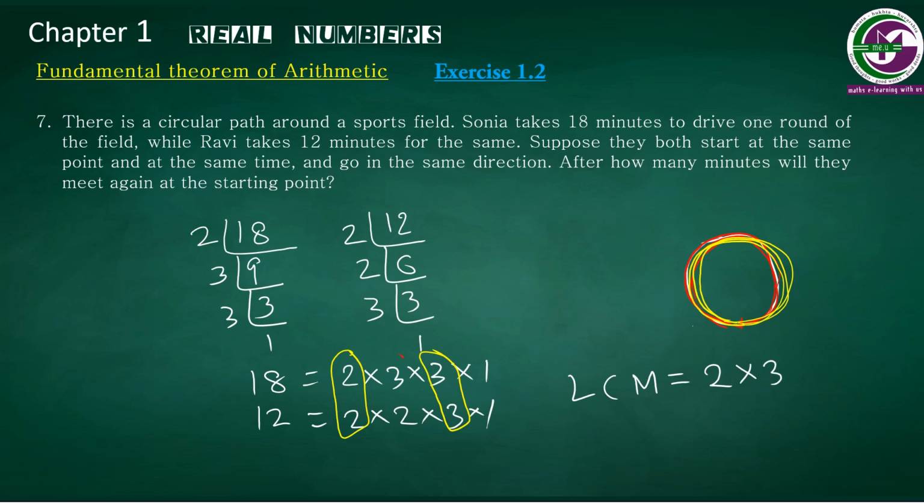So what are the remaining numbers? There is a 3 here, there is a 2 here. So the remaining factors we'll write here, 2 and 3. Now we get the LCM. So it is 2 times 3 times 2 times 3, it is 6 times 6 is 36. So 36 minutes. After 36 minutes they will meet.